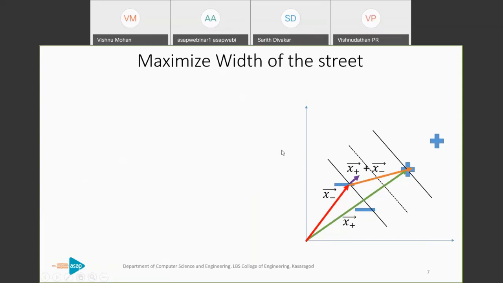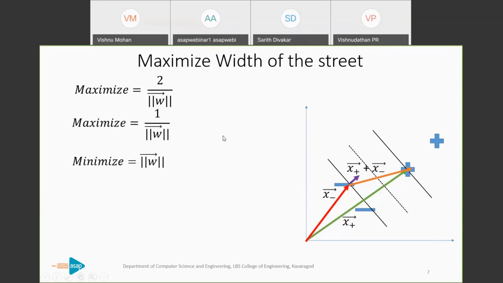So to maximize width of the street, I'm going to write the expression. So we have to maximize this value, that is 2 divided by the norm. We have to maximize this term. So 2 is just a constant, so I'm dropping that. So I have to maximize 1 by the norm. It is same as minimizing this norm, which is same as minimizing half of the norm, and you square the norm.